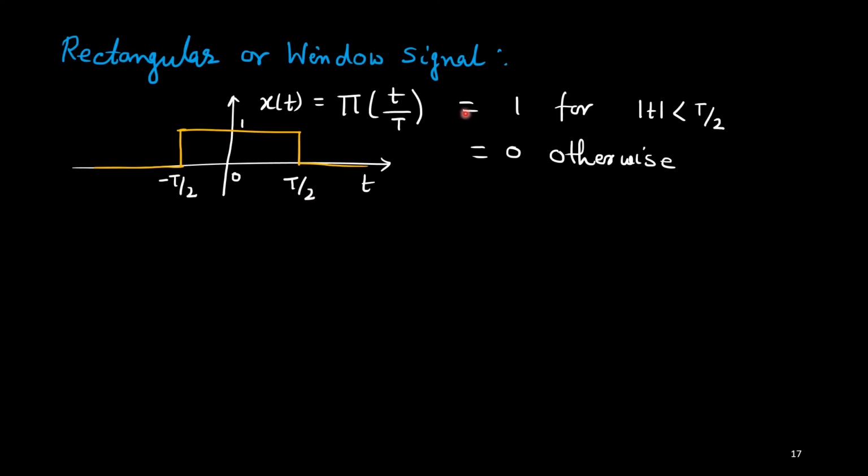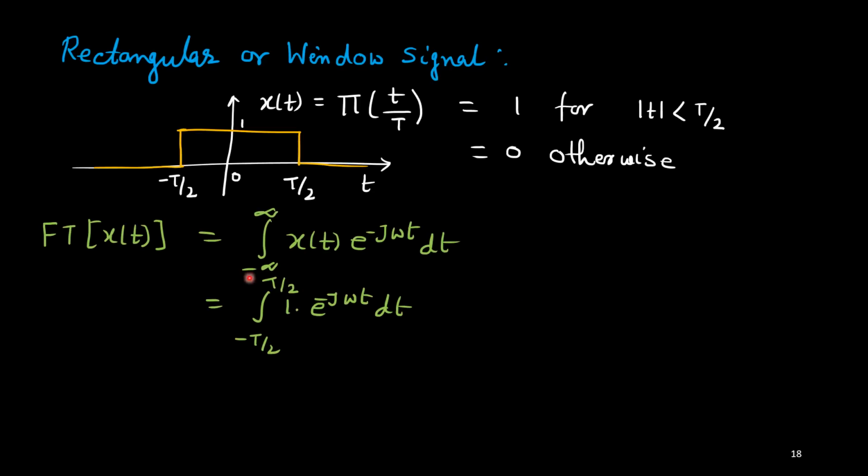Mathematically it is defined as equal to 1 within the range t equals minus T by 2 to plus T by 2, that we can write as mod t less than T by 2, or we can put an equal sign as well, and it is 0 otherwise, outside. We wish to compute the Fourier transform of this signal. It is important.